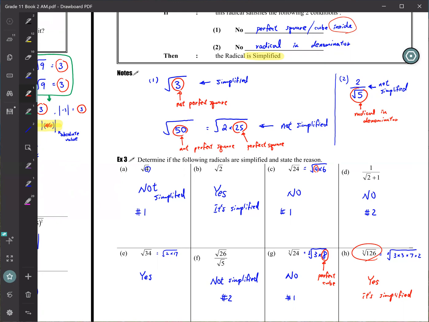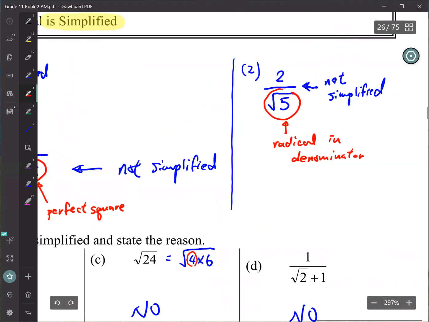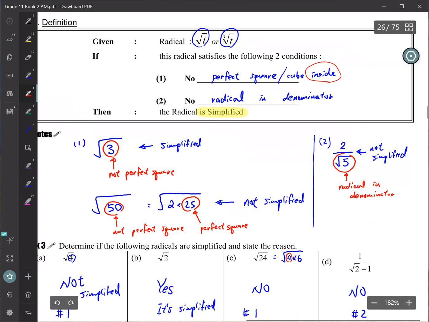There's no radical in the denominator. Yeah, okay, so you also want to make sure you don't have a radical in the denominator. If there's a radical in the denominator, like question 2, example 2 on the right side, then we need to find a way to make the radical disappear in the denominator. Okay, so those are the two things you need to check. You need to make sure no perfect square inside, no radical in the denominator, two things.